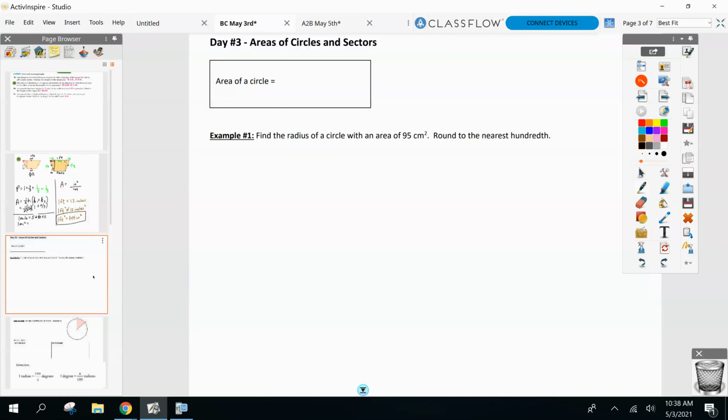All right, let's do this. Trapezoids, rhombus, kite, done. Parallelogram, triangle, done.